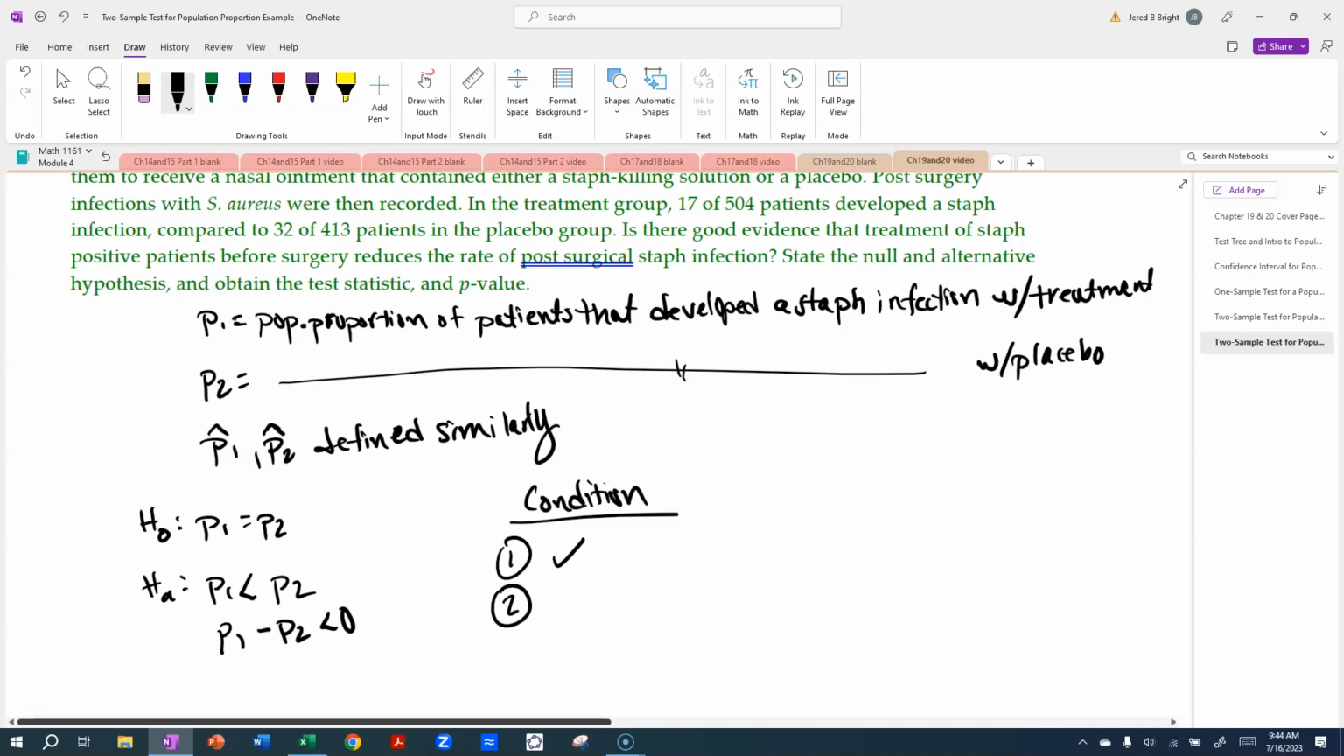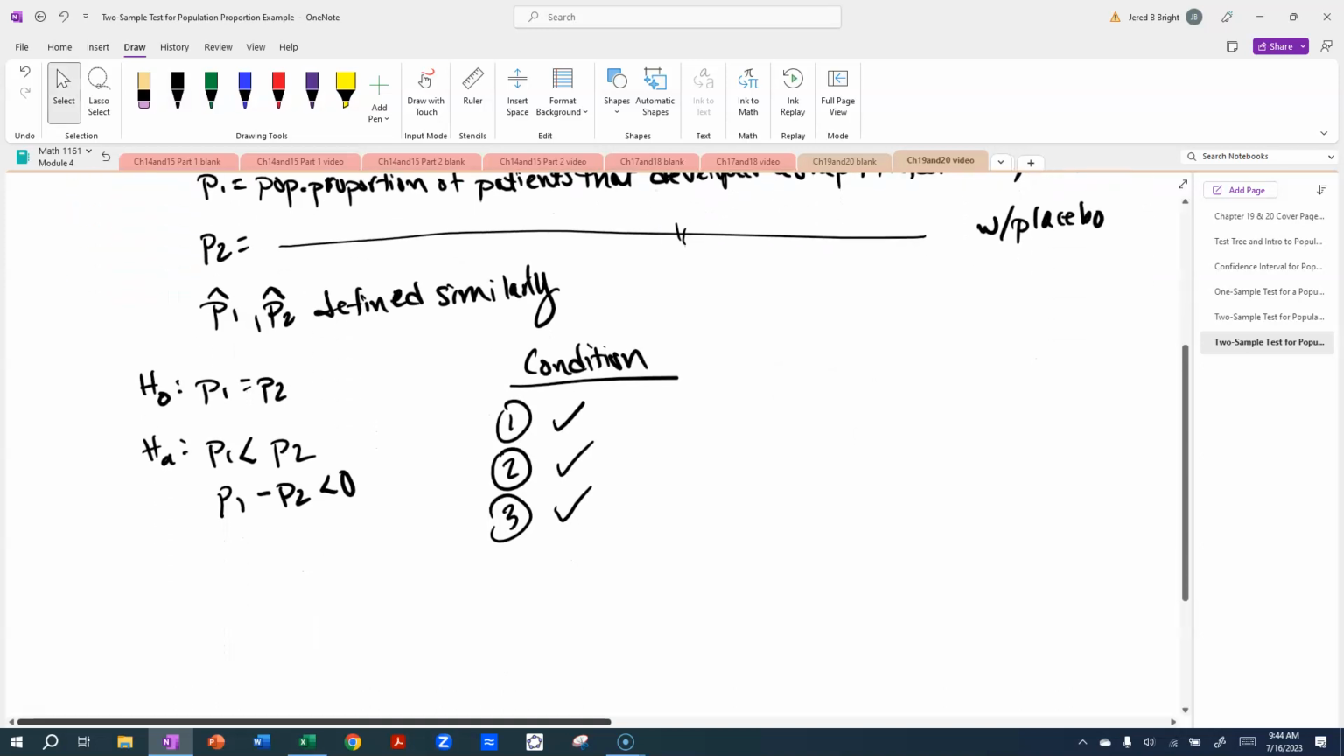Second thing is, do we have a large sample size? Are our samples bigger than 30? Yeah. The third condition is, do we have at least 5 successes and failures? In each group, are there at least 5 that have the trait and 5 that don't have the trait? Yep. So we're good there. We're in the clear to go ahead with a two-sample test for proportions. Let's go ahead and run it.